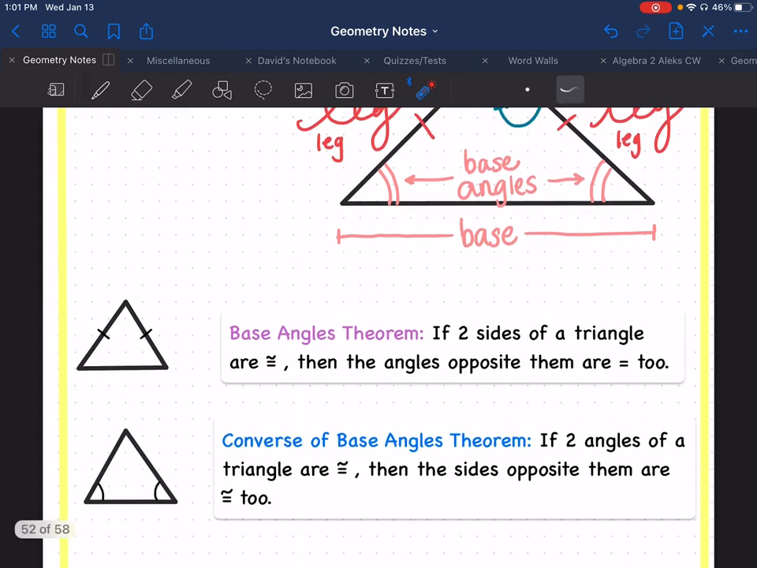Let's go ahead and talk about those two theorems. There's a theorem called the base angles theorem, which says if two sides of a triangle are congruent, so if you know your triangle is isosceles, then the angles opposite them are congruent too. Ooh, that should say congruent. Let me add that. So what that means is I can grab my side and shoot across: this angle is equal to that angle. That's what they're talking about, the opposite.